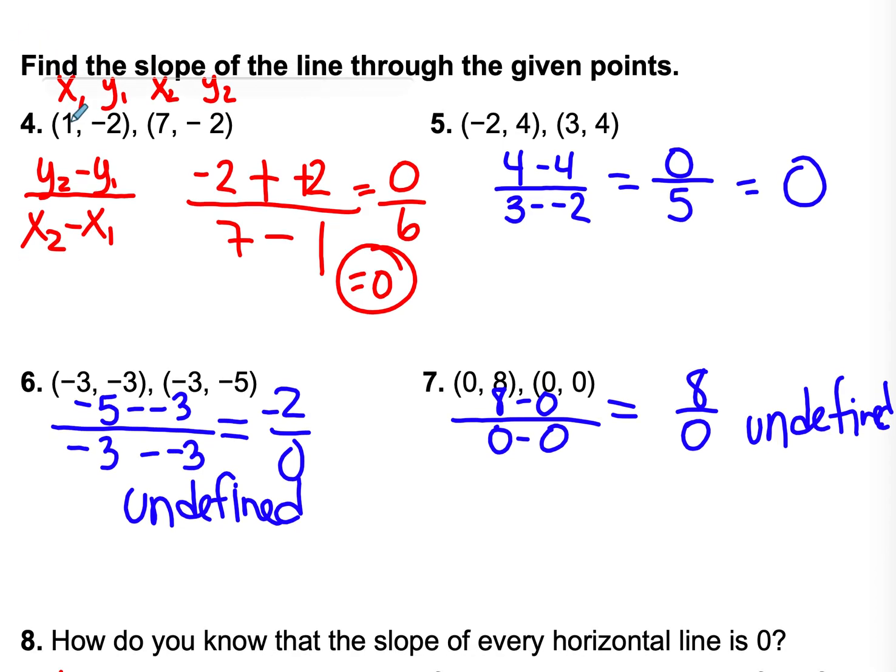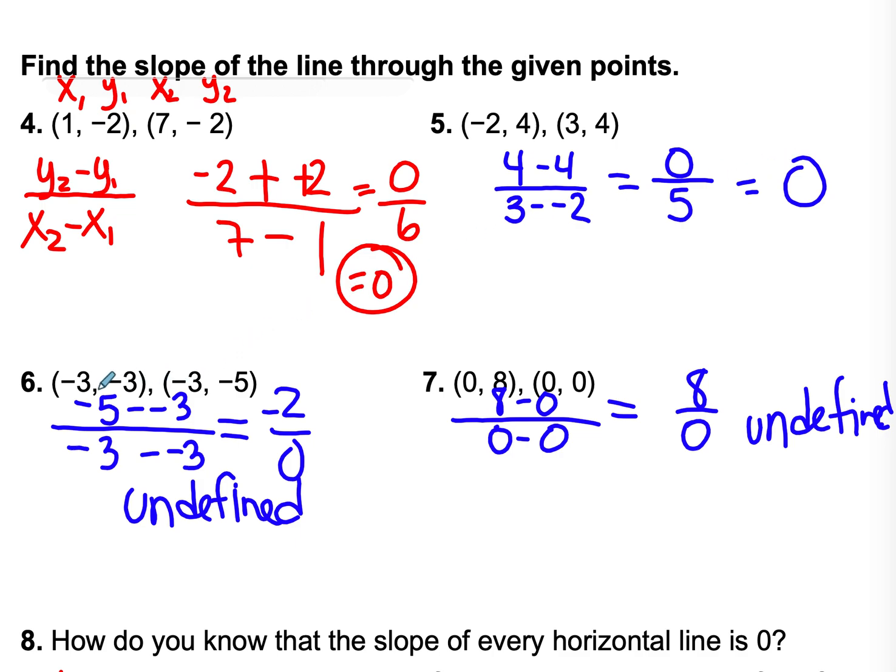All right, so for this one here, you can see I actually wrote in x1 and y1, x2, y2. When you subtract, you get 0 over 6. That simplifies to 0. For number 5, when you subtract, your y's are the same. That's going to end up giving you 0 on the top, 0 slope.